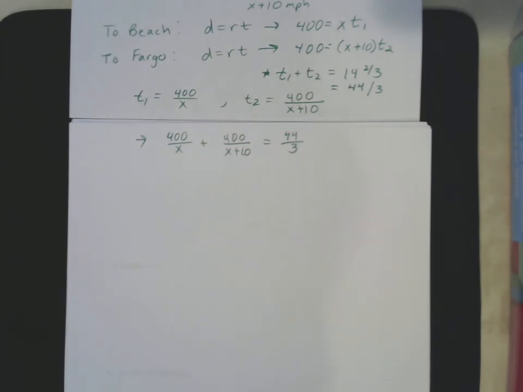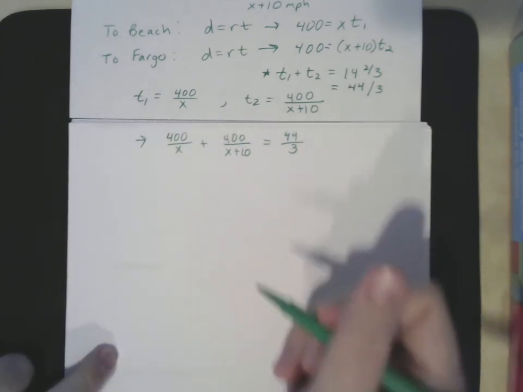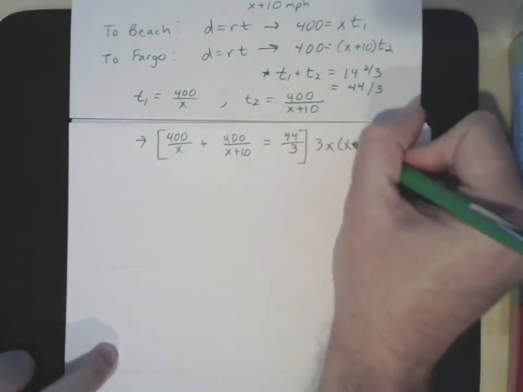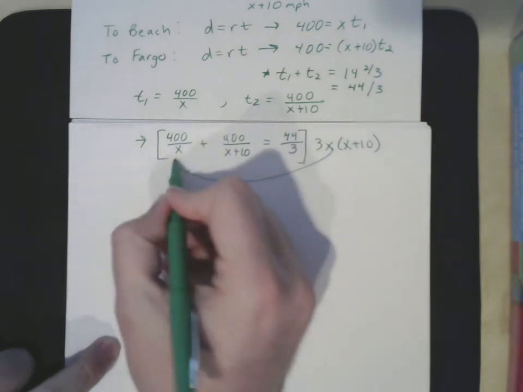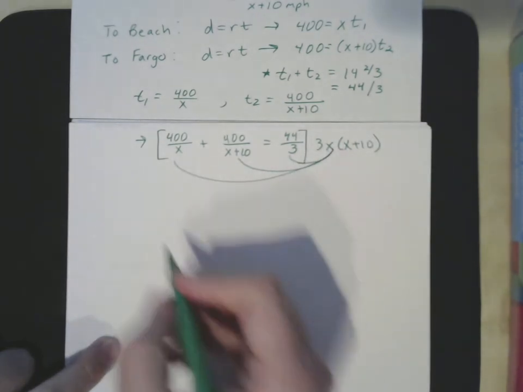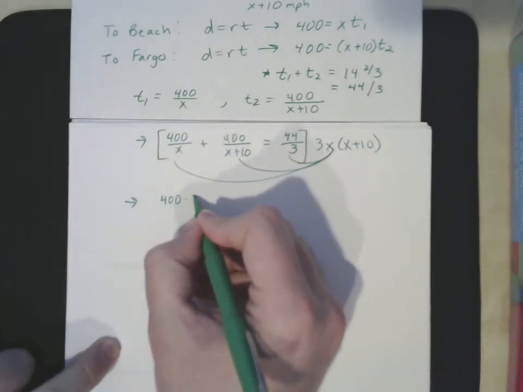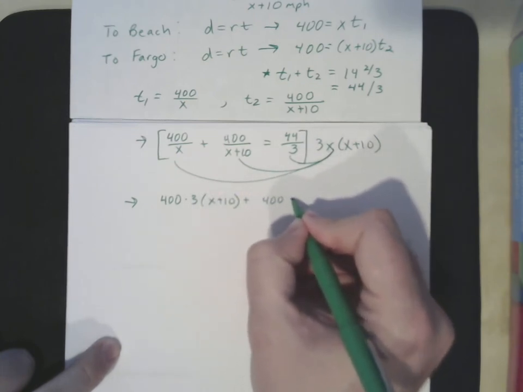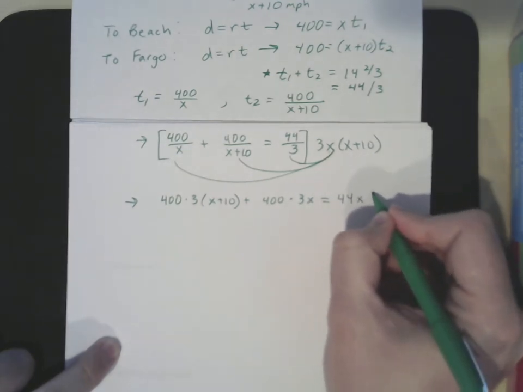And now, as I said a few minutes ago, this is back to chapter 7. We're solving rational equations. We need to get rid of the denominators. So we're going to multiply everything here by 3x times x plus 10. That's going to be the GCD of our denominators. And we distribute to each and every term. So when we multiply here, we'll have 400 times 3 times x plus 10 plus 400 times 3x equals 44 times x plus 10.